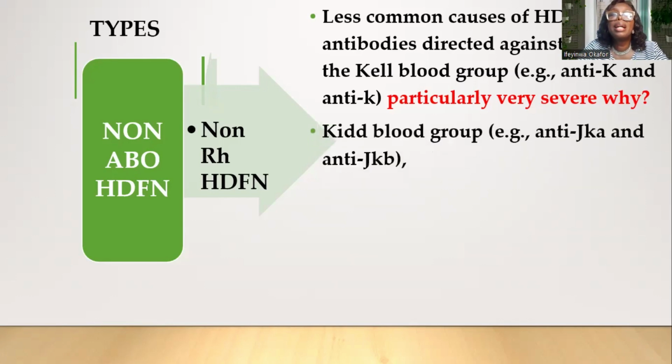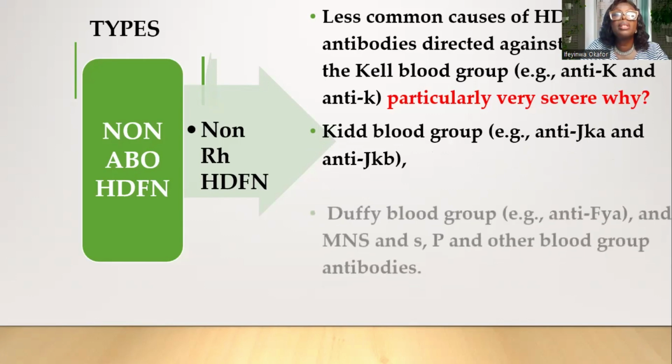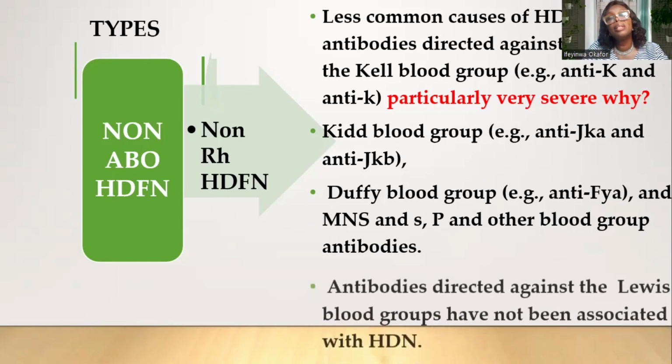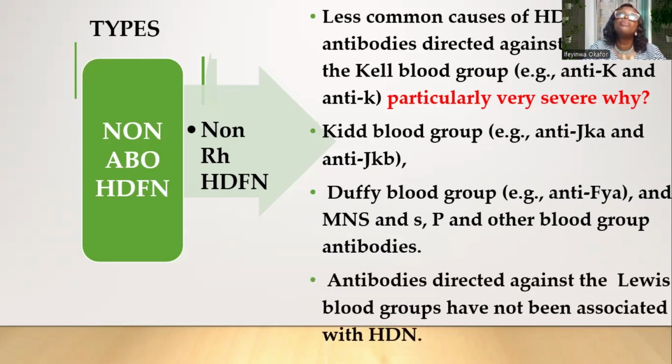Another blood group system that can actually cause HDN is anti-JKA, anti-JKB in the Kidd blood group system, and anti-FIA in the MNS blood group system, and little s and P and other blood group system antibodies. Antibodies of the Lewis blood group system have not been implicated in the hemolytic disease of the fetus and the newborn.